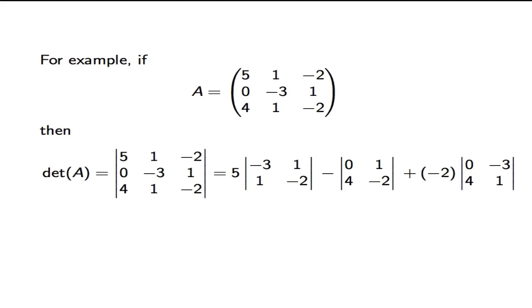And now we need to compute these three 2x2 determinants. And we know how to do it. For this one it is 3 times 2, which is 6, minus 1 times 1, which is 5. For this one it is 0, minus 4. For this one it is 0, minus 12, so it's plus 12. We sum all these products up, and we get the final answer, which in this case is 5.